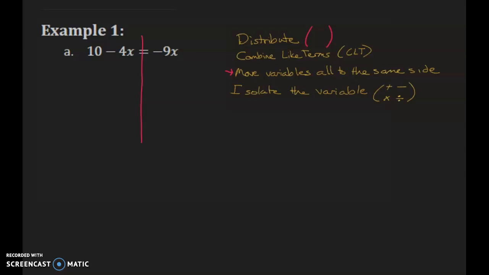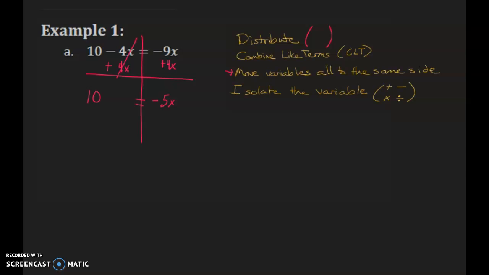So since I see this negative 9x by itself over here, I'm going to move this x to the right side to join this other one. So this is 10 minus 4x. So this negative 4x is all together. The inverse of subtracting 4x is to add 4x. So I'm going to add 4x to both sides using the addition property of equality. So I have 10 equals, and then negative 9x plus 4x is negative 5x. So that was moving the variables all to the same side.